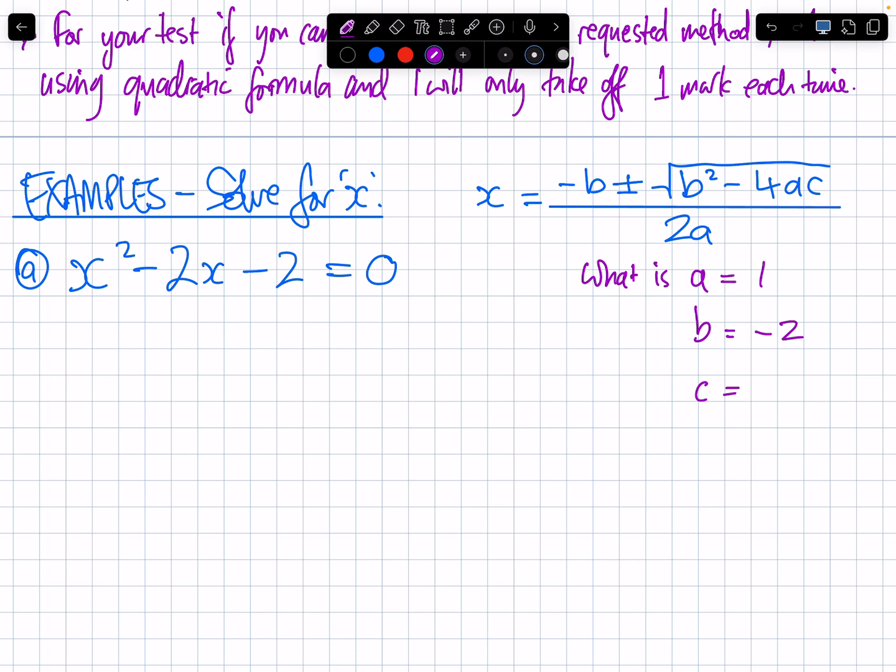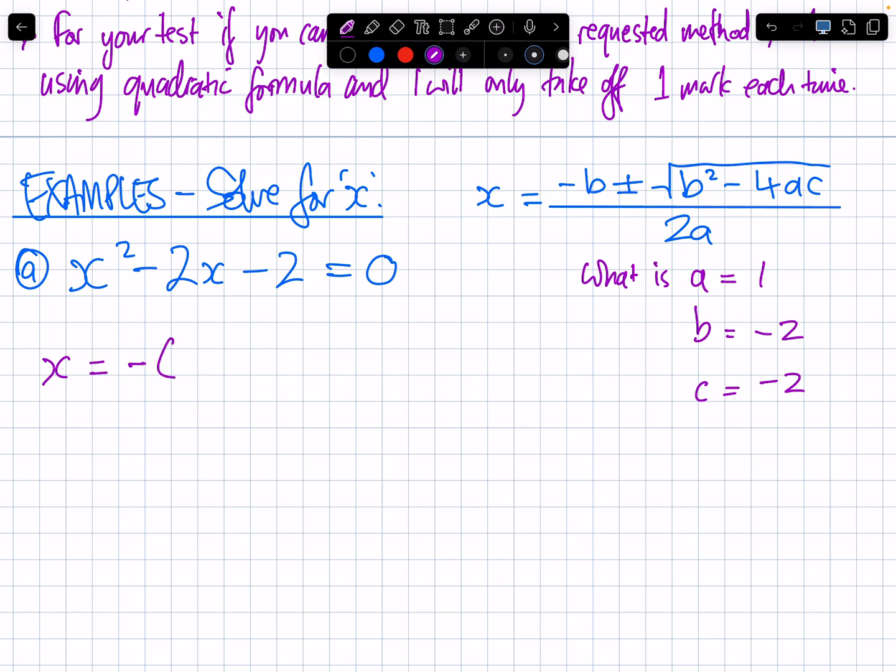Say it louder. -2. You've now decided what these letters mean or what they are. Now I just plug it into the formula. Okay? So x is going to be negative b. Don't trip over negative, but b is already negative.